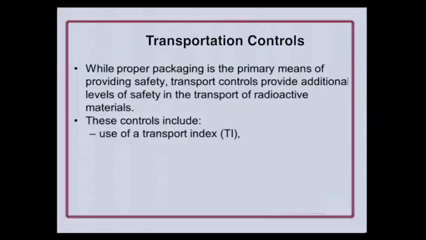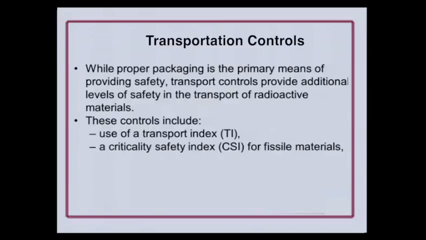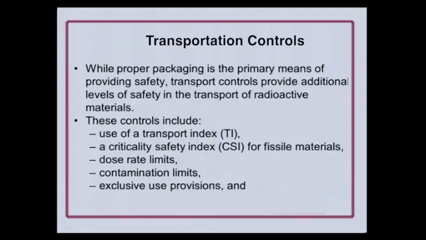As we just said, proper packaging is the primary means. The controls that we're going to talk about now, on top of packaging, include the use of this thing called a transportation index. Also, as I mentioned a little earlier, there's another index that we rely upon, and that's the criticality safety index. Obviously, dose rate limits are necessary and important, as well as contamination limits. Also, as transportation controls, we have the exclusive use provisions that we can implement, as well as the use of closed transport vehicles. We're going to cover each one of those as it pertains to controlling transportation of radioactive material.